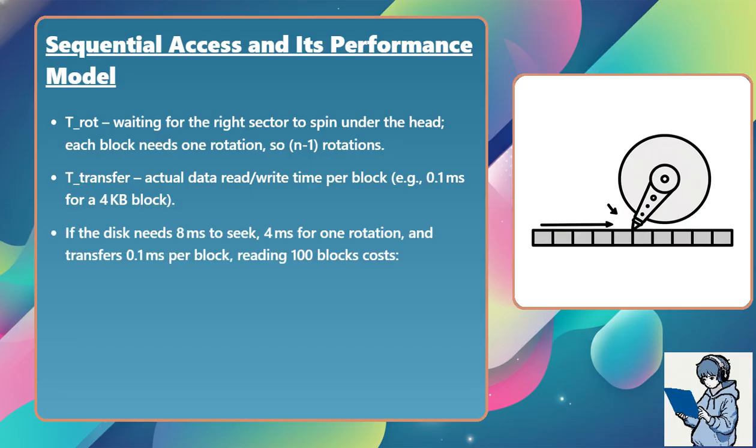If the disk needs 8 milliseconds to seek, 4 milliseconds for 1 rotation, and transfers 0.1 milliseconds per block, reading 100 blocks costs: T total equals 8 plus 99 times 0, plus 99 times 4, plus 100 times 0.1, equals 8 plus 396 plus 10, equals 414 milliseconds.